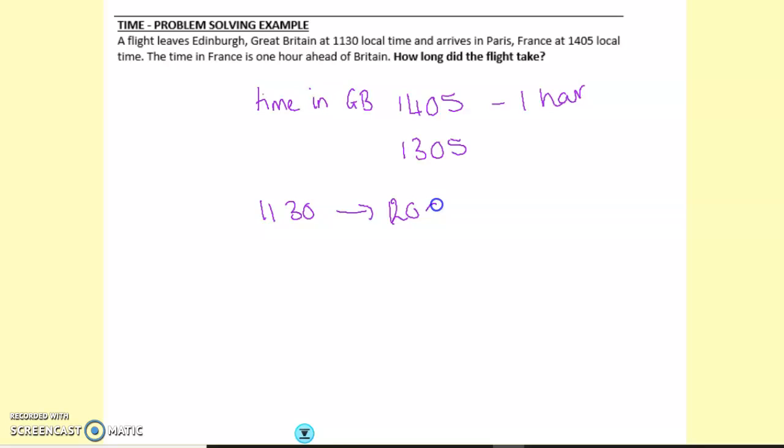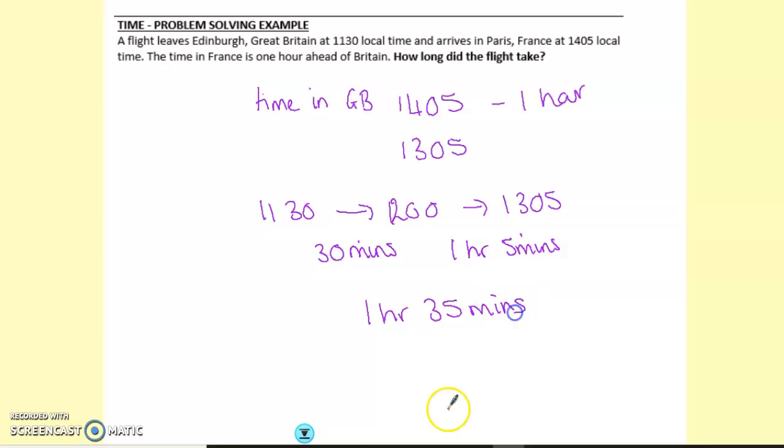I'm going to do a wee step in between. I'm going to go 12 o'clock in between. Don't need to, just sometimes makes it easier. Dear, writing all the wrong things. Stop trying to talk and write at the same time. 11:30 to 12 o'clock then takes 30 minutes. 12 o'clock to 1:05 takes 1 hour and 5 minutes. So altogether the journey took 1 hour and 35 minutes.